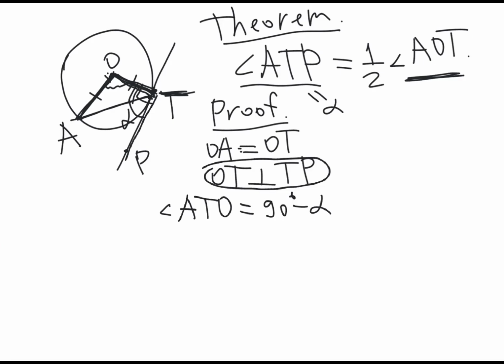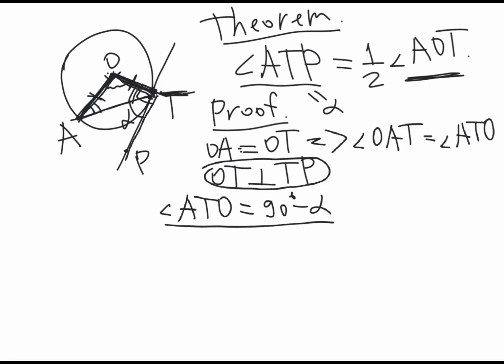So now, because AO is equal to OT, the triangle AOT is isosceles, two sides are equal, therefore the two corresponding angles must be equal. So the angle OAT must be equal to the angle ATO, and the ATO we already found, 90 degrees minus alpha. So both of these angles are equal to 90 degrees minus alpha.